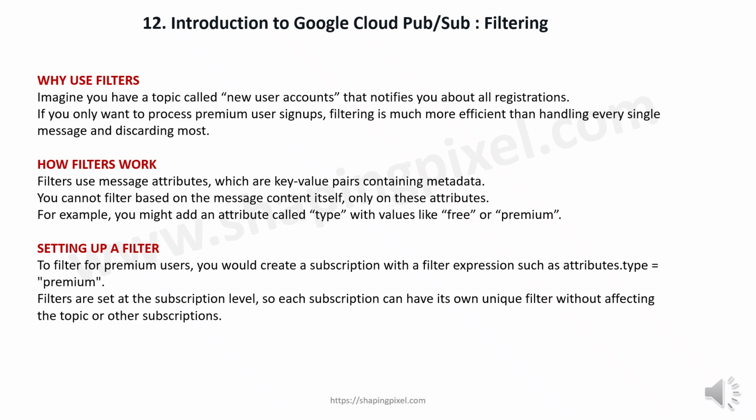Filters are set at the subscription level, so each subscription can have its own unique filter without affecting the topic or other subscriptions. For instance, if you want only English messages, set an attribute language to EN-US and filter with attributes.language equals EN-US. Only messages matching this filter will be delivered to your subscription.